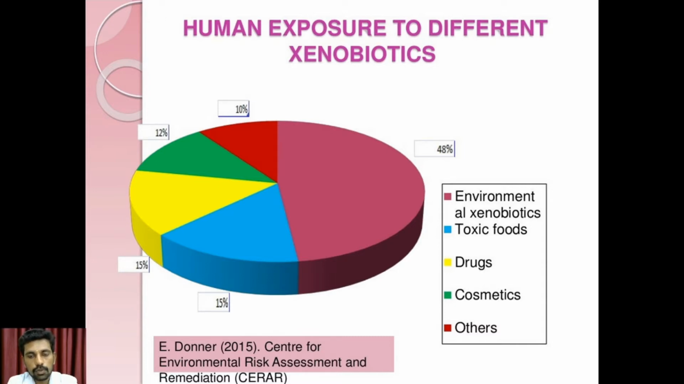So in 2015, Dr. E. Donner of the Center for Environmental Risk Assessment and Remediation reported that 48% of xenobiotics reach humans through the environment, 15% from toxic food, 15% from pharmaceutical drugs, 12% from cosmetic materials, and the remaining 10% from other factors.